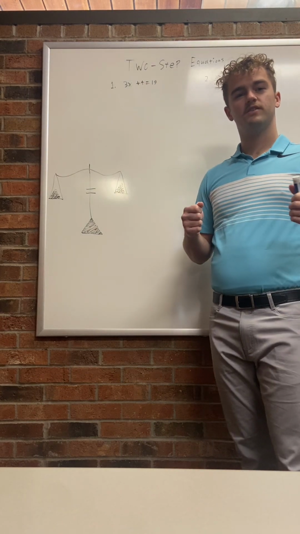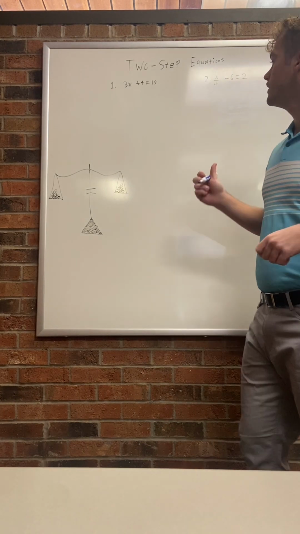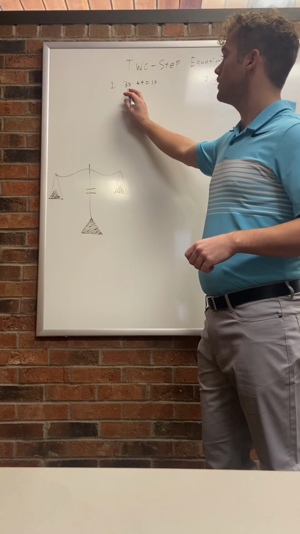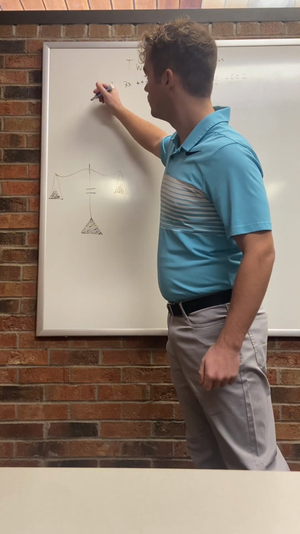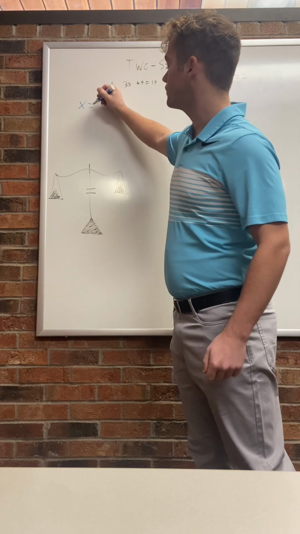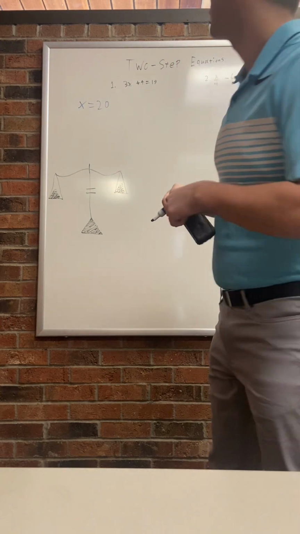Now, a two-step equation is a type of math problem that requires two different processes in order to solve. The end goal of our two-step equations is we're wanting to get our variable isolated. In other words, we want to get the letter on one side of the equal sign and our number on the other. And that's what our answers are going to look like.